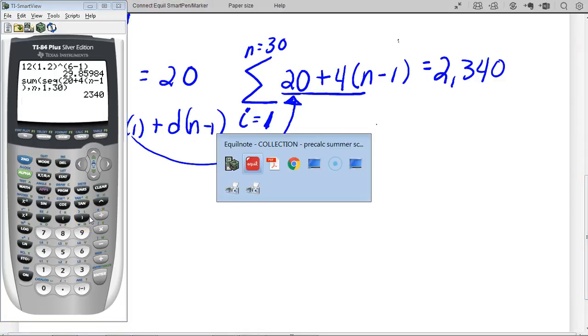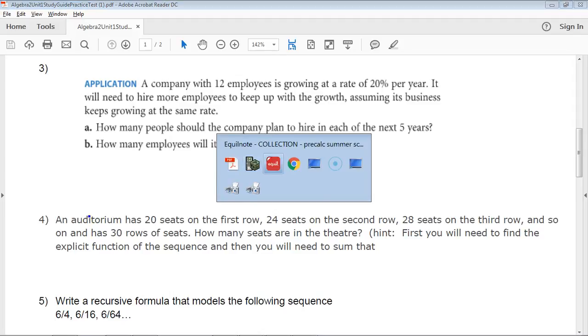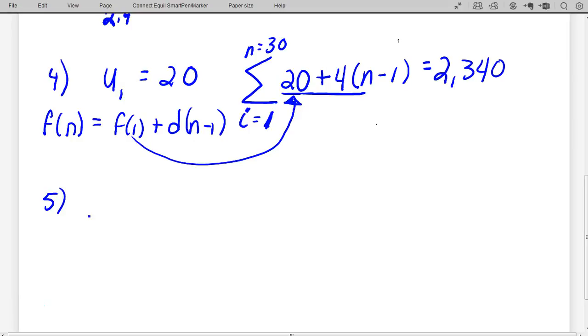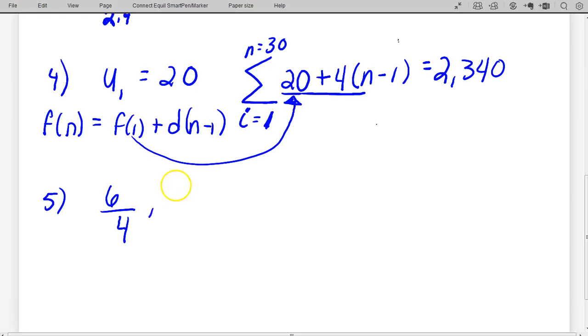What is question number 5? Write a recursive formula that models the following sequence: 6 over 4, 6 over 16, 6 over 64. And it doesn't tell you if it's geometric or arithmetic, but let's see. With the 6 over 4, that was the first one. Let me double check it. And then 6 over 16, and then 6 over 64.